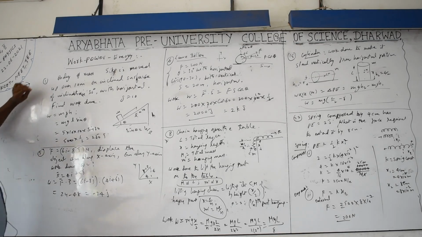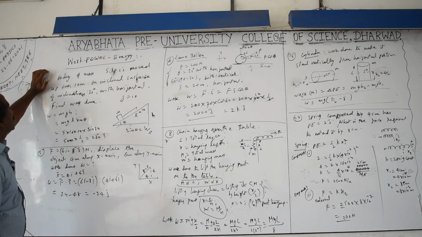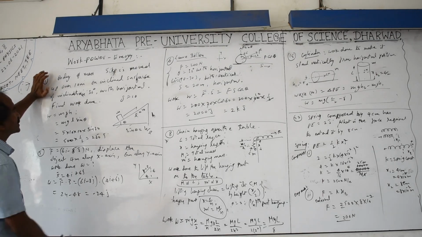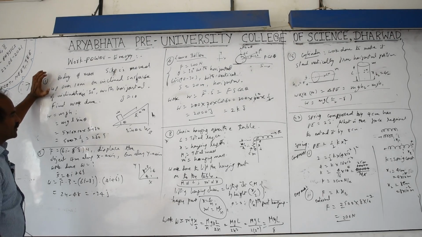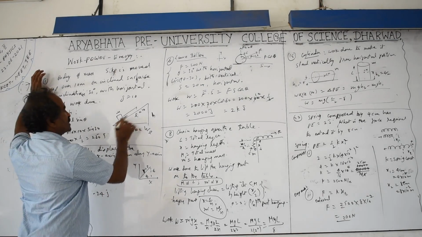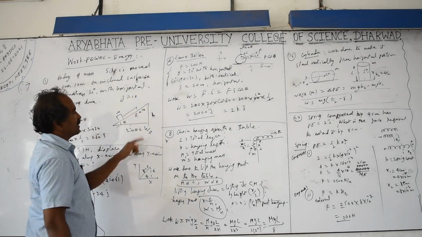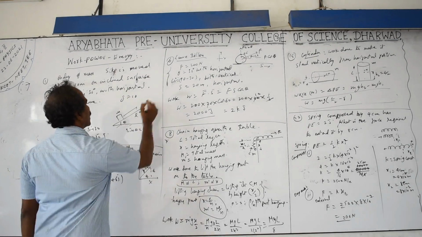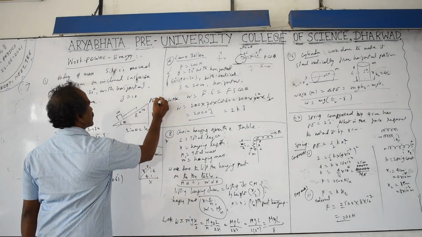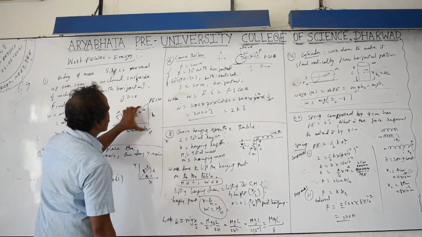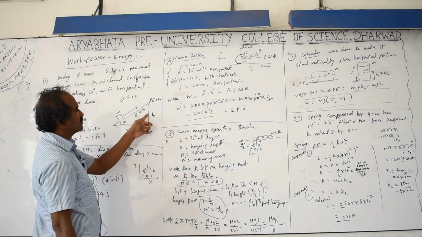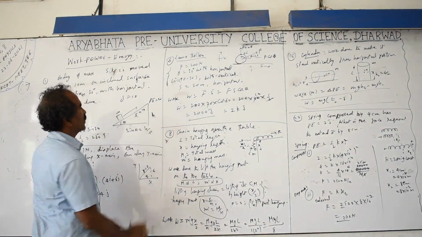A body of mass 5 kg is moved up over 10 meters on an inclined surface of inclination 30 degrees with the horizontal. Find the work done. The angle is given with respect to the horizontal, and the object is pushed along the inclined surface. They may give the height h. Whatever the work is, it is equal to potential energy. If the height is given, we can directly go for mgh, potential energy equal to mgh.